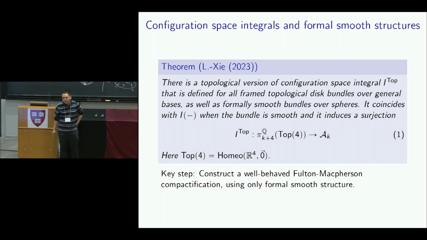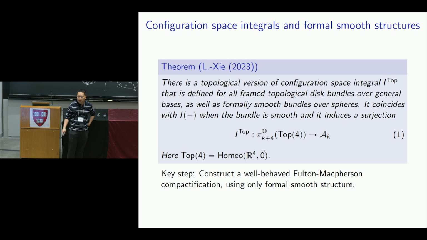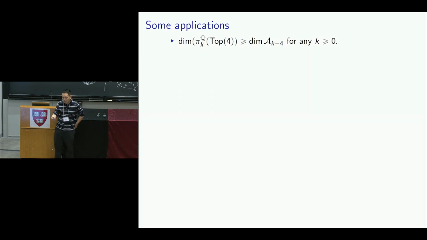And it induces a surjection from the rational homotopy group of Top(4), where Top(4) means the homeomorphism group of R4 preserving 0, to this AK, okay, to this graph homology. An important step in this is to construct a well-behaved Fulton-MacPherson compactification, not using smooth structure, but just using formal smooth structures. Okay, yeah. And so there are some applications. For example, using this, as we know, AK is non-trivial in many cases. That gives us a lot of non-trivial homotopy groups of Top(4).